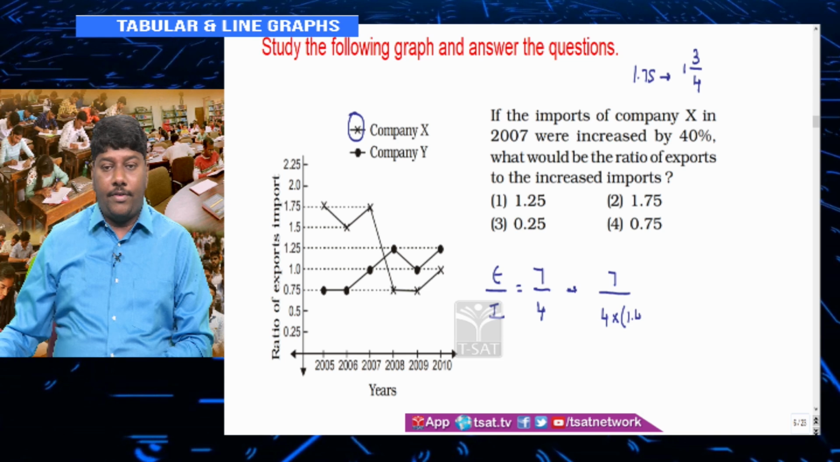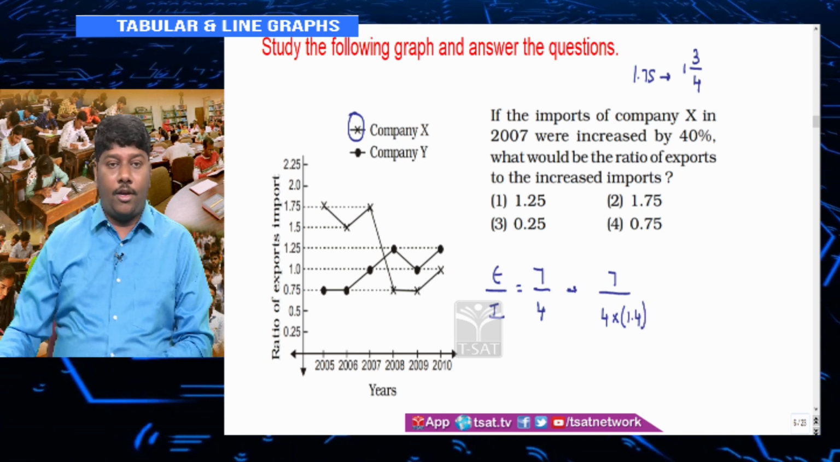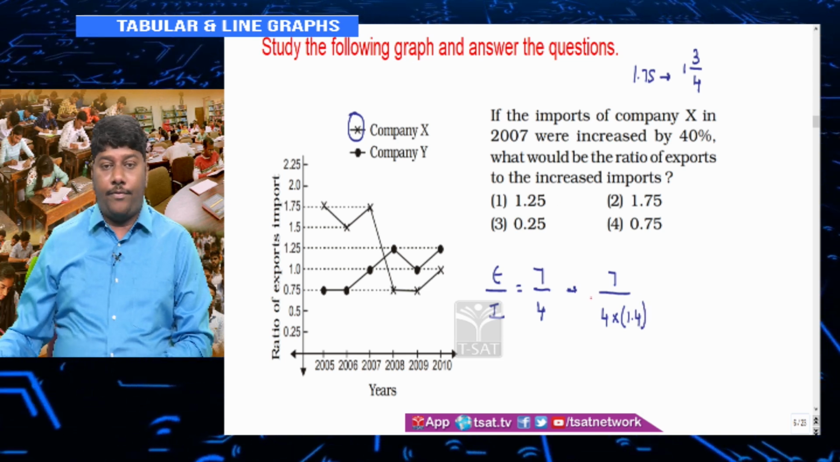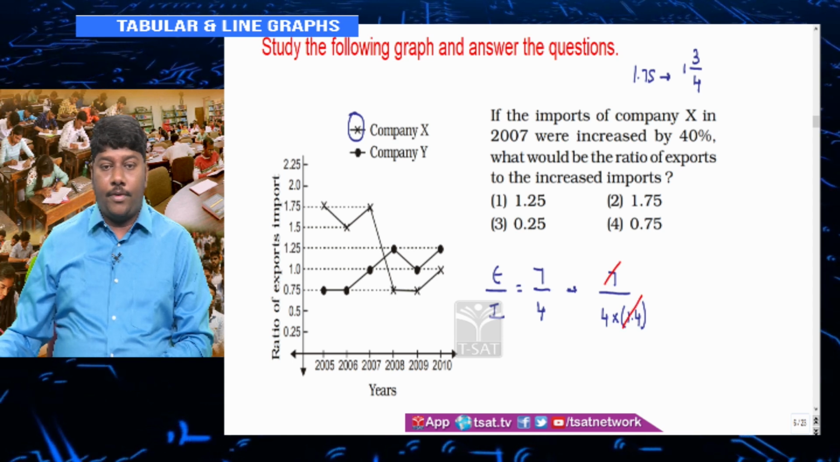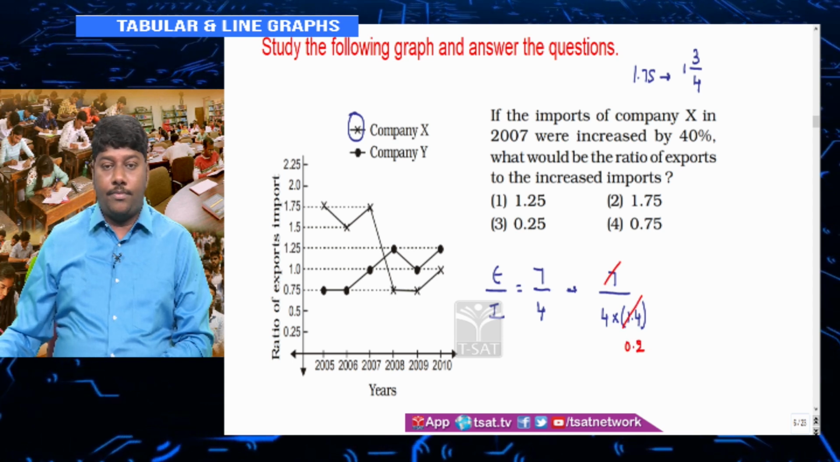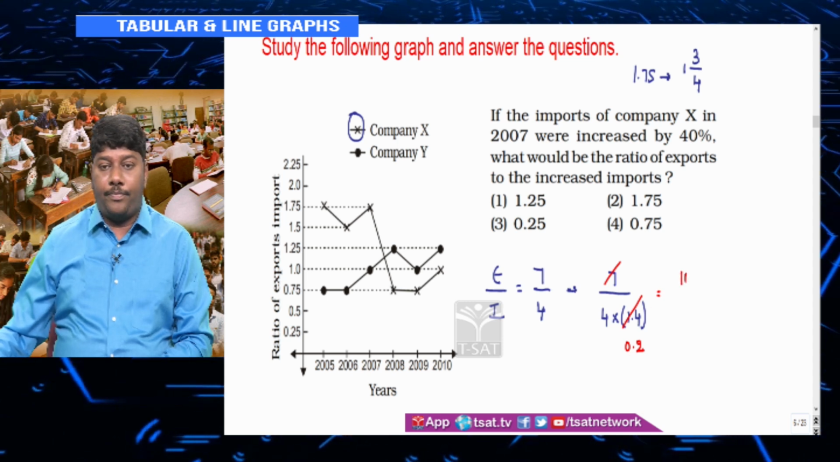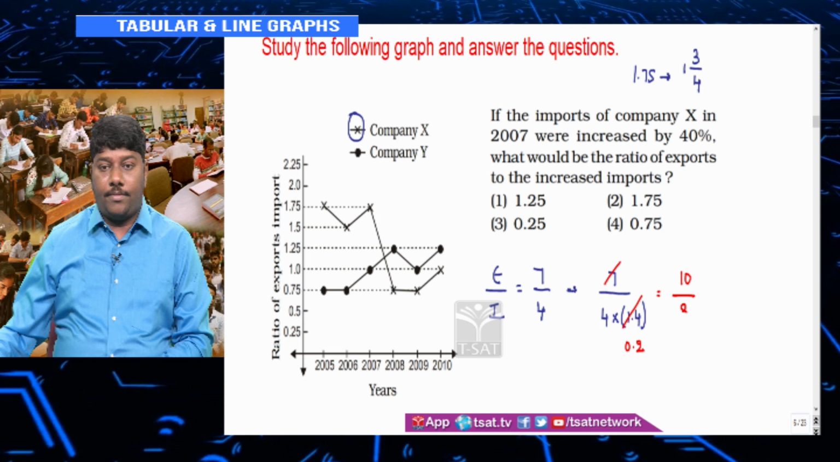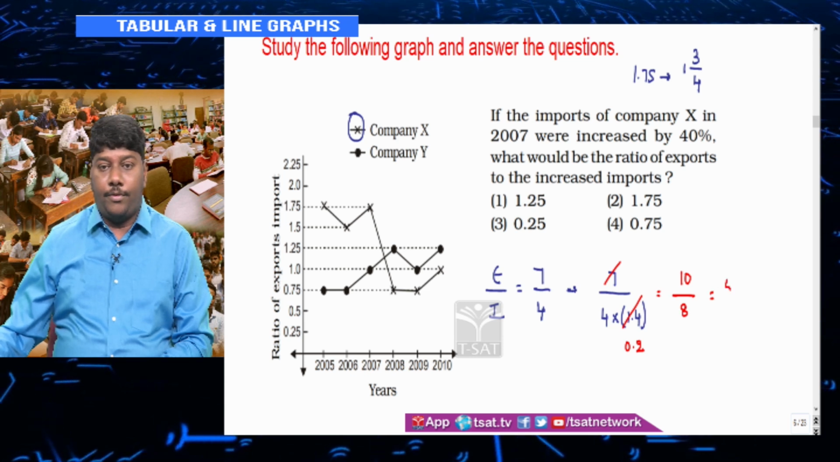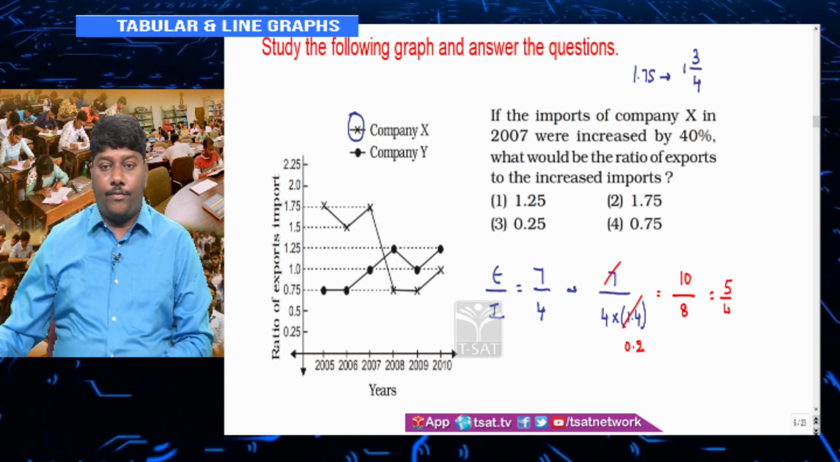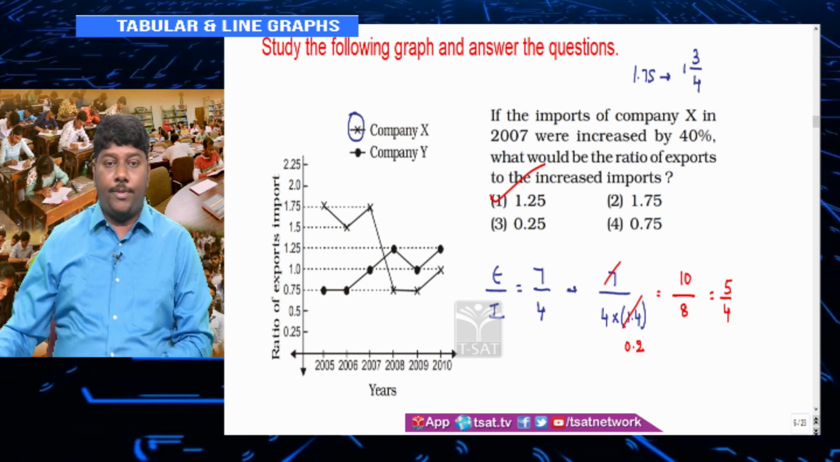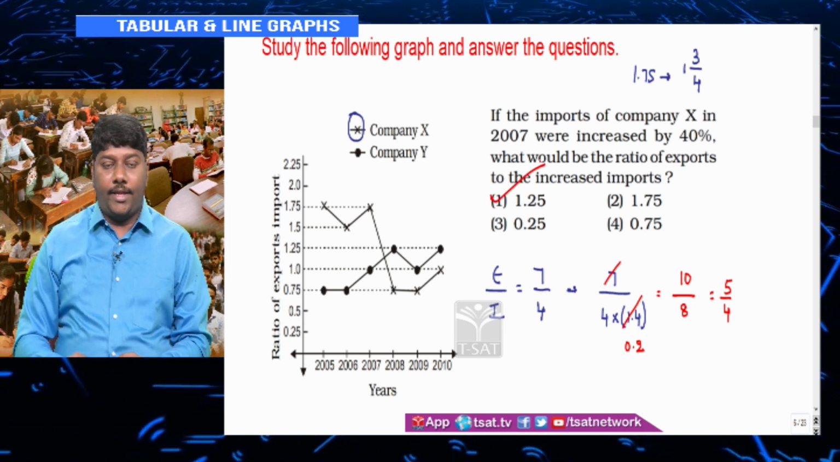Why am I multiplying it with 1.4? Because it is increased by 40%. 4 times 1.4 is 5.6, so if you remove that decimal, it is actually 10 by 8, which is 5 by 4, which is in turn 1.25. So now the new ratio becomes 1.25.